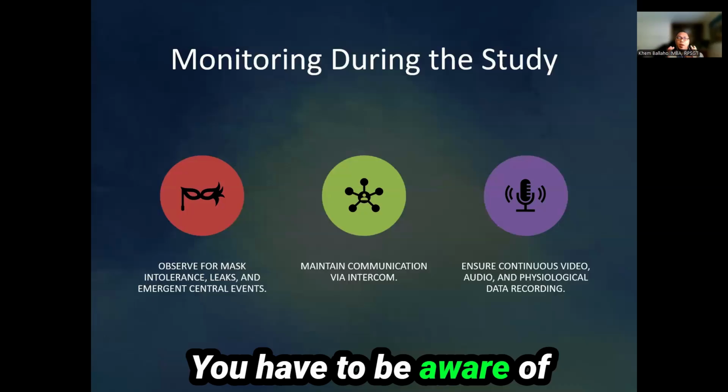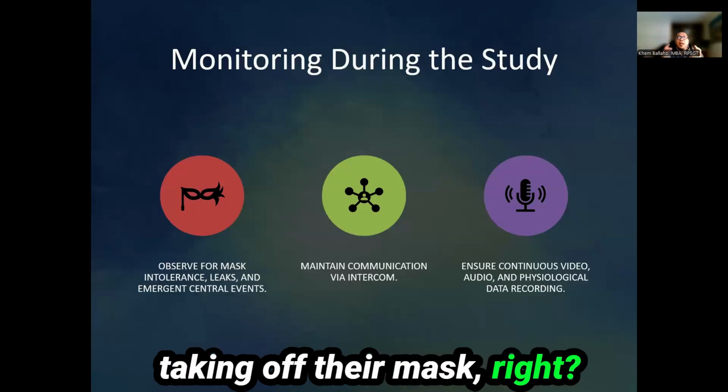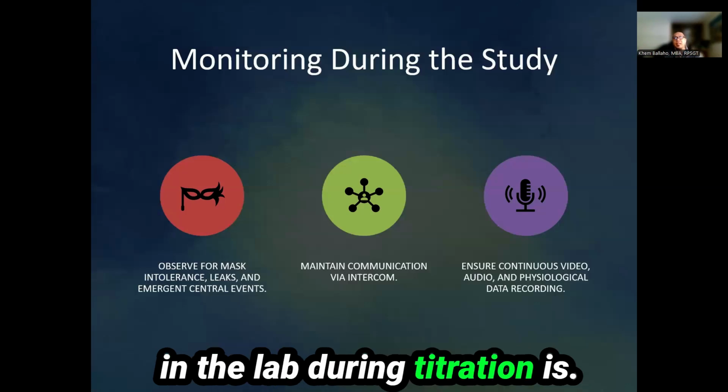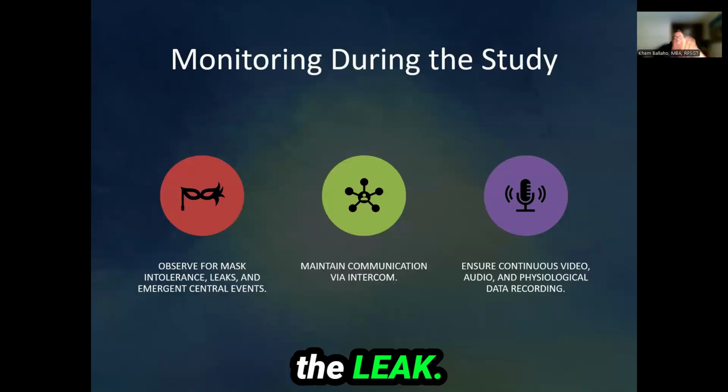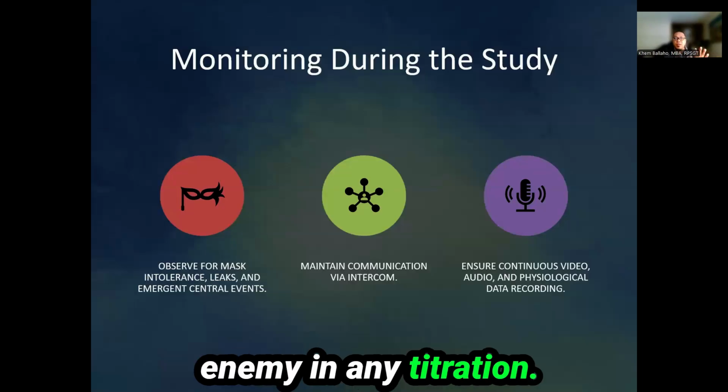But you have to be observant. You have to be aware of what can lead to this patient taking off their mask, right? The biggest enemy you have in the lab during titration is the leak. Okay, leak is your worst enemy in any titration.